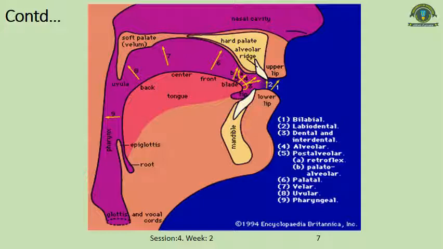Do you remember? I presented this diagram in a different way during the first session, and I asked you to remember this. Now this is more colorful, and courtesy of Encyclopedia Britannica, you can see different colors have been given to the different speech organs. On the right side, you can see bilabial, labiodental, dental and interdental, alveolar, post-alveolar, which has two parts, then palatal, velar, uvular, pharyngeal.